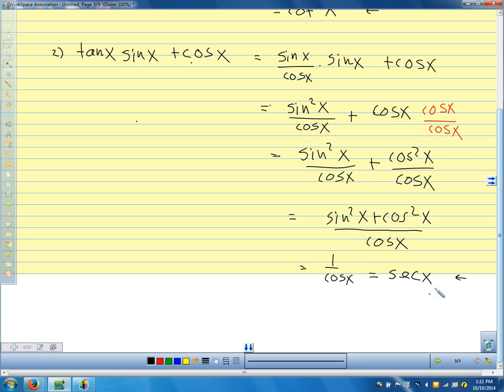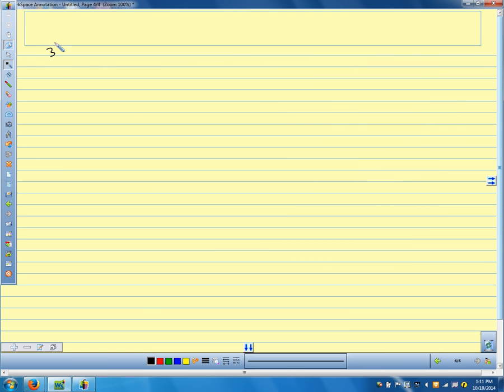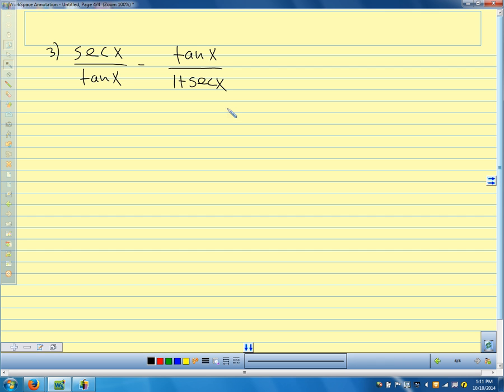Questions on that one? All right, let's step it up one more notch. We want to simplify this one. Secant x over tangent x minus tangent x over 1 plus secant x. We want to simplify that. So what are we going to do here? We could rewrite in terms of sines and cosines. I don't think that would make things a lot simpler.